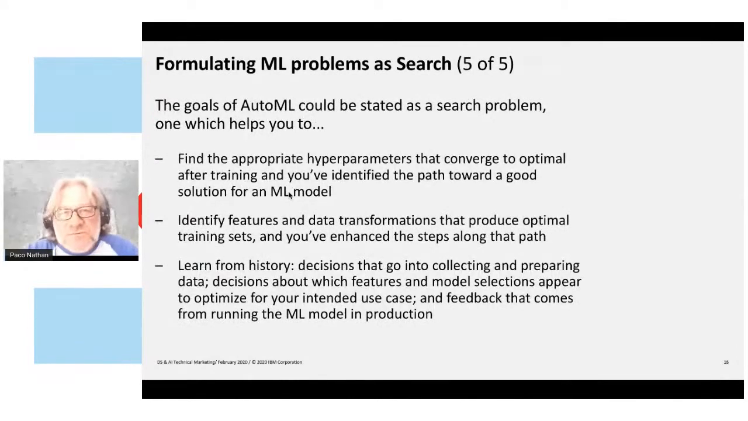So the goals of AutoML as a search problem is you want to find the appropriate hyperparameters that converge down to an optimal, semi-optimal solution after training. And you want to identify features and data transformations that produce good training data going in. And you also want to be able to learn from history. You want to be able to reuse results you've had in the past. It may be that your data is changing over time and you have to retrain models, which is typically the case. So you want to be able to bring in that kind of history and feedback as well.